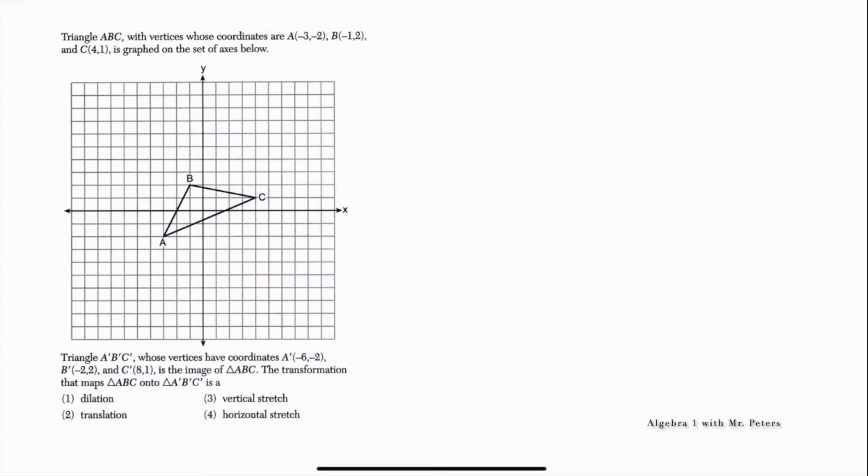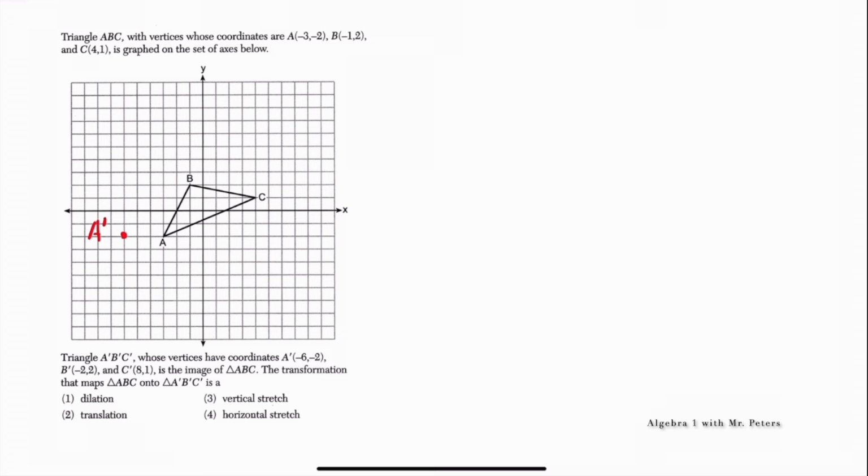And then we have a transformation where we have A prime, B prime, and C prime, and they want us to determine what type of transformation occurred. The best way to go about this, family, is just to plot the new points to see what difference is there. So we know that A prime now is at -6, 2, which would be right here. So here goes A prime.